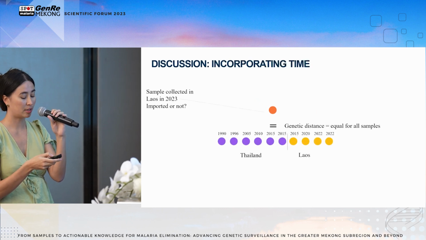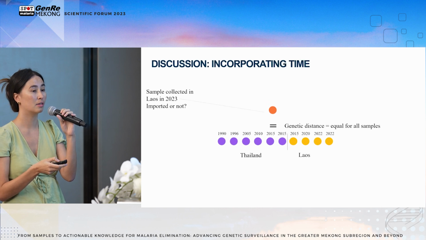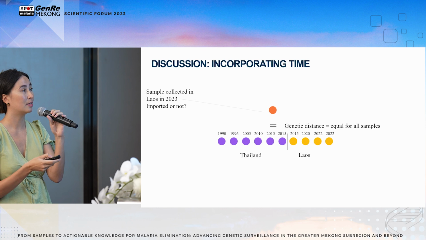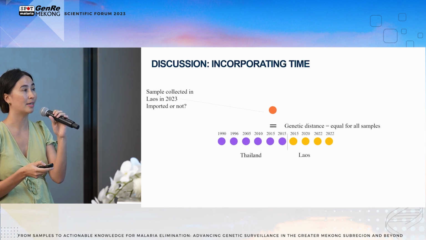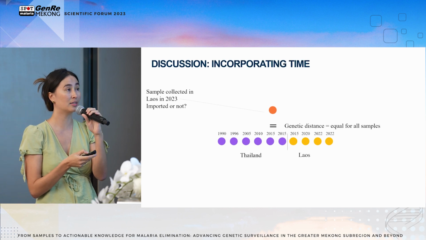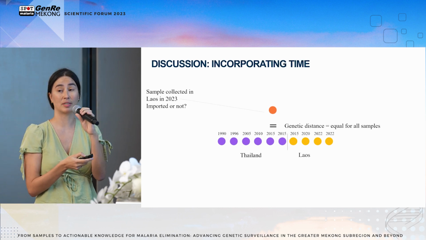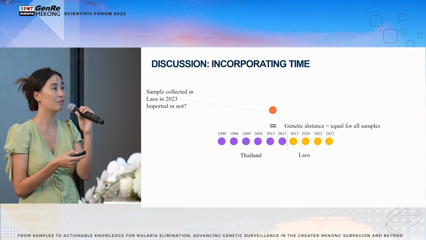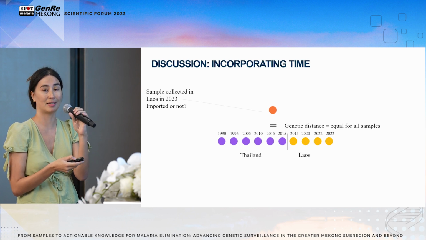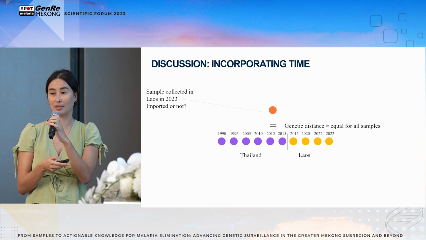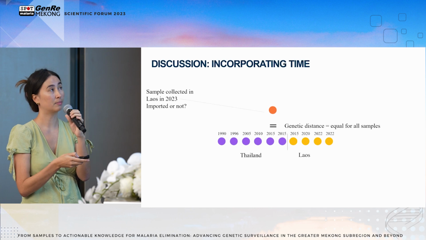And of course, there's also the factor of time. So let's say you have a group of samples that are all equally genetically similar to your sample of interest. Then, for example, with a clonal strain, you could also have a look at the time. And if the older samples were all from, let's say, Thailand, and the newer all from Laos, then you might be inclined to think this sample came from Laos.